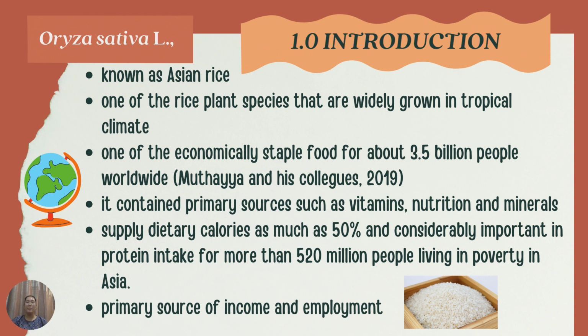Asian countries have the highest production of rice because it supplies dietary calories as much as 50% and considerable importance in protein intake for more than 520 million people living in poverty in Asia. Rice has become a primary source of income and employment.